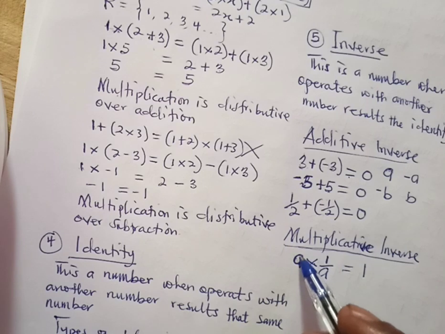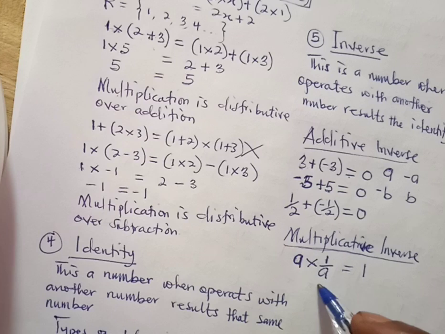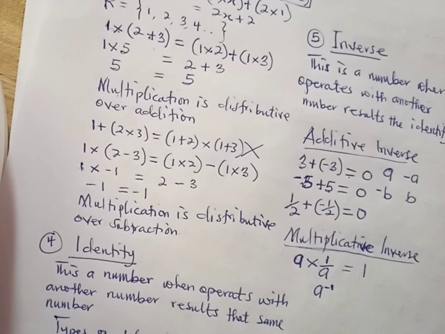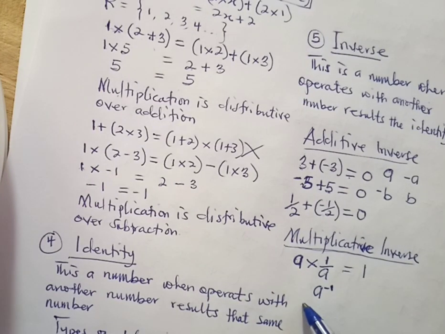So the multiplicative inverse of A is 1 on A. 1 on A can also be written in this form: A exponent negative 1. This is an inverse form. Now if I give you B, the multiplicative inverse of B is going to be 1 on B. If I multiply, I'm going to get 1, because this one will cross this, leaving 1 behind.